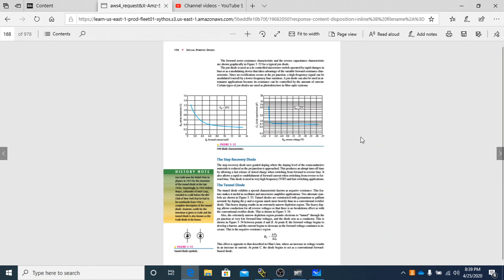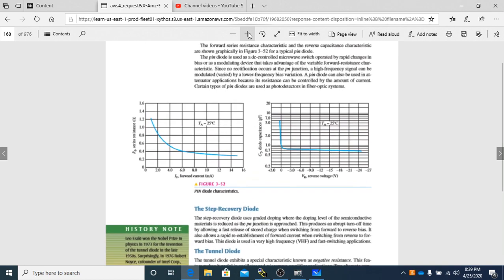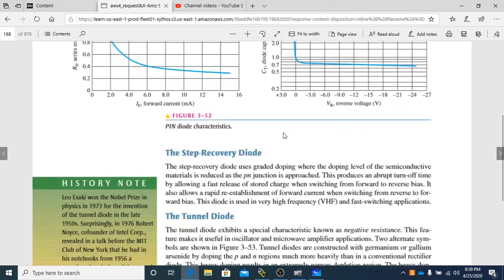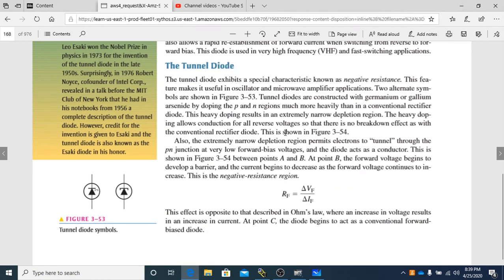And that starts at the bottom of page 150 in the text. And here are two symbols of a tunnel diode. And you also see a third one that looks like this without the circle around it. So you may see one without a circle. Just FYI, making sure that you know that.